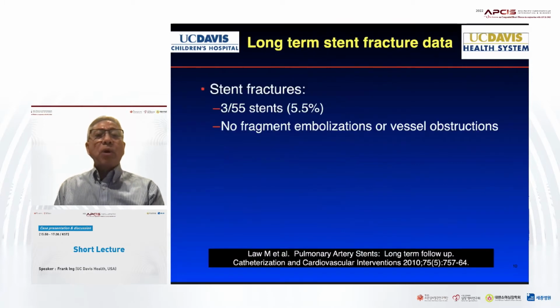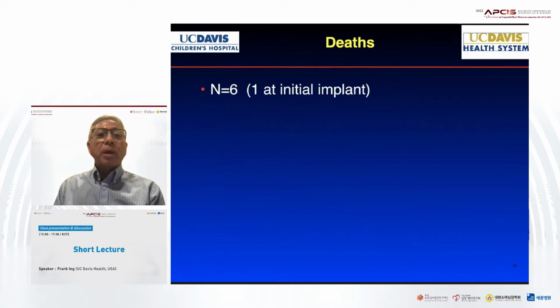So just keep going. There were some stent fractures, 3 out of 55 patients, or 5.5%. There was no fragmentation or embolization. The vessels remained patent. There was 1 death. This is the patient that died from the dilation, from the communication that was created between the pulmonary arteries and aorta. And 5 of them did die during the follow-up period.